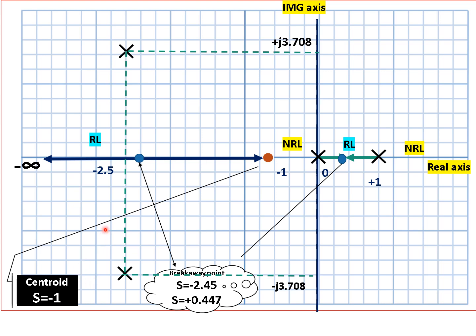And we will find the centroid. The centroid found was s is equal to minus 1. After finding the centroid, we will draw all the asymptote angles. Since the branches were 3, we will have 3 asymptote angles. So one angle is theta 1 equals 60 degrees, theta 2 is equal to 180 degrees, and theta 3 is equal to 300 degrees.